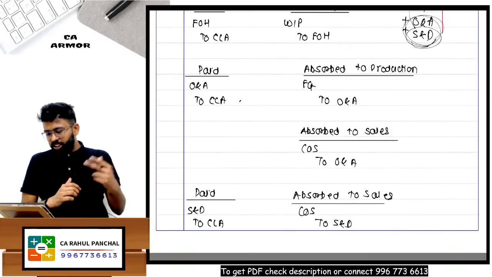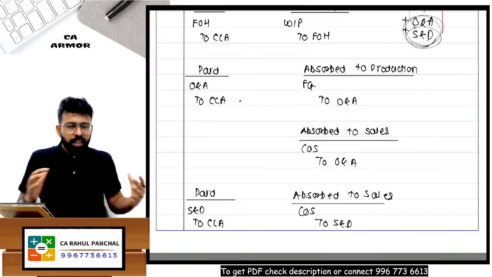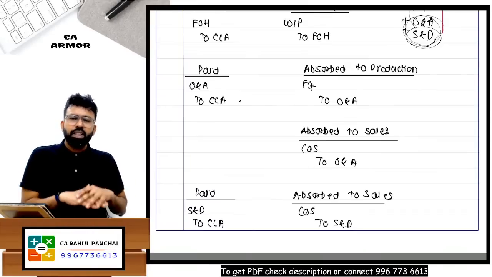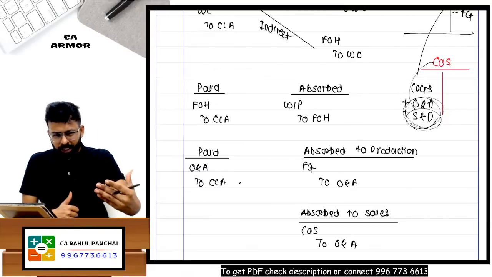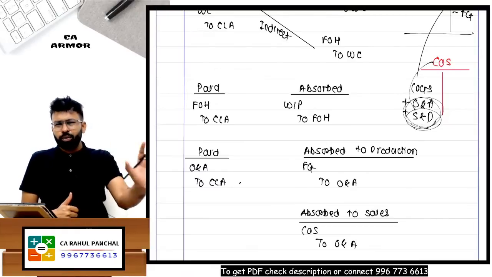So now let us just recap the entries as to whatever we have done, and then we can proceed ahead. So these are the entries which are there. There is one more entry, the sales entry, and then we will solve the question, and you will understand this. That is how the things are done.